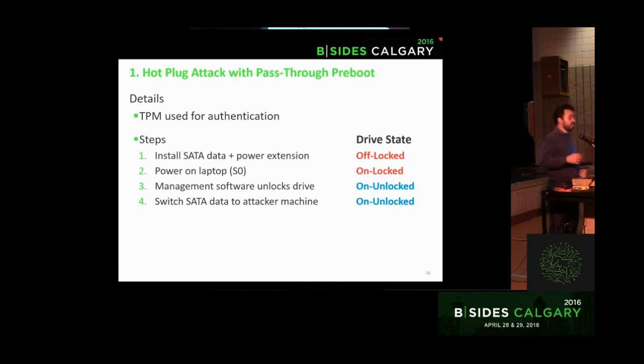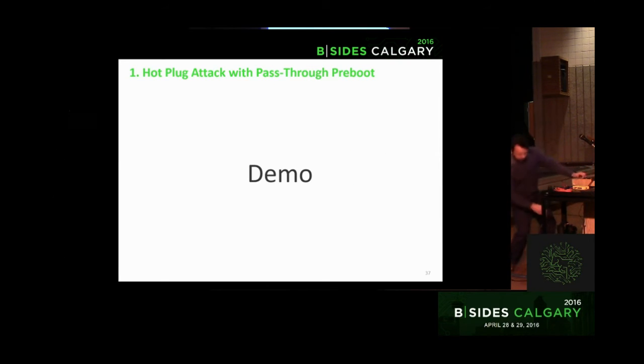So what we will do is, after Windows starts, or after at least this first process of unlocking the drive is complete, we'll simply switch the SATA data cable. So instead of it being connected to the laptop where the drive originally was, we're just going to plug it into an attacker control machine. Simple as that. Okay, so let's see.